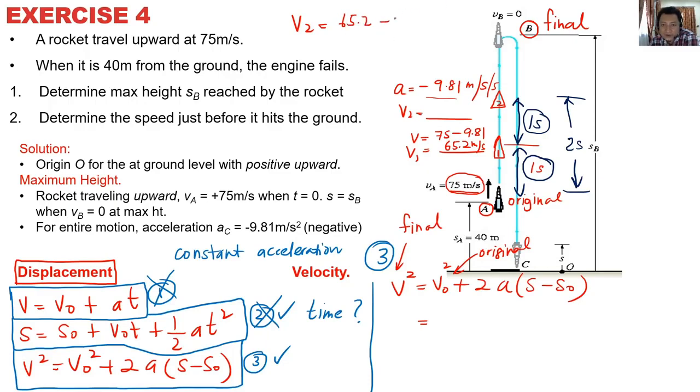65.2 tolak 9.81. What do you get? 55.4 meter per second. So V2 becomes 55.4 meter per second. So, do you get the trend? The trend is the rocket is slowing down, slowing down.